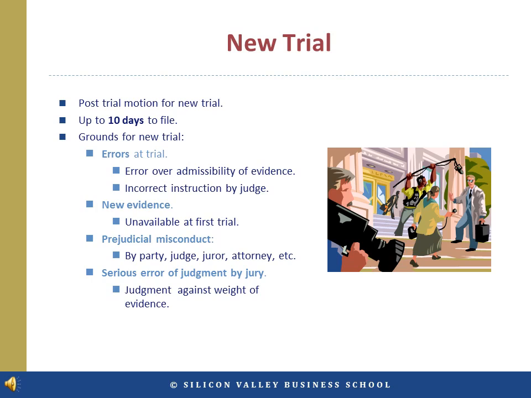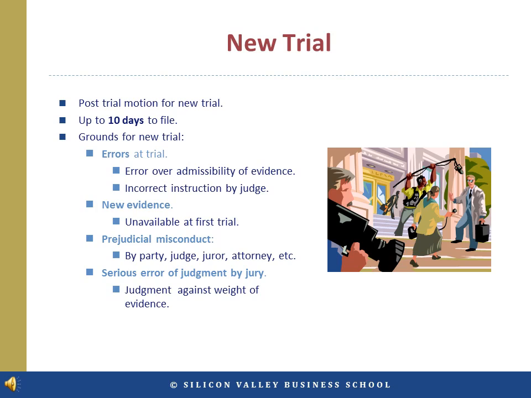Federal Rule 59 allows for a motion requesting a new trial no later than 10 days after the entry of the judgment. A new trial can be ordered based on various grounds such as errors at trial, like incorrect rulings over the admissibility of evidence or incorrect jury instructions.